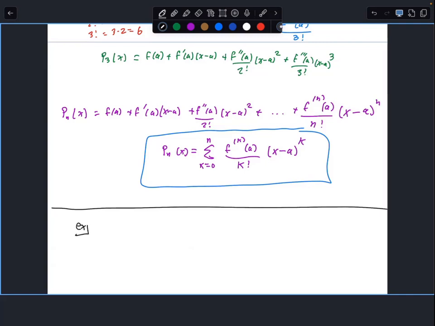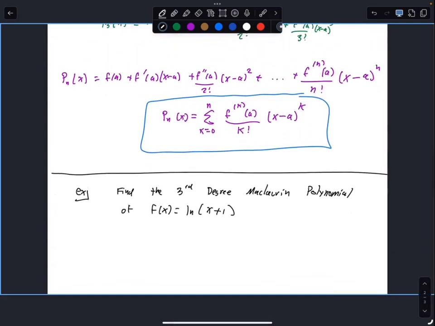So, for example, let's find the third degree Maclaurin polynomial of f of x equals the natural log of x plus 1. Now again, I've said Maclaurin, so that means we know it's just a Taylor polynomial centered at x equals 0. Okay, which does exist. We can find that.